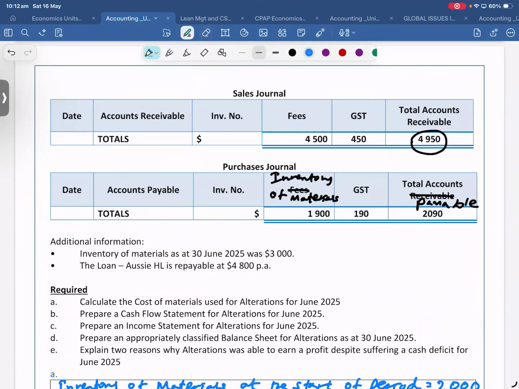So this should be in internal materials and then accounts payable, right? Okay. So, sales journal fees. What do we record in the sales journal? The amount of money you receive based on the sales the business has done. Yes. So where do we report it? In the cash flow, income statement, balance sheet?